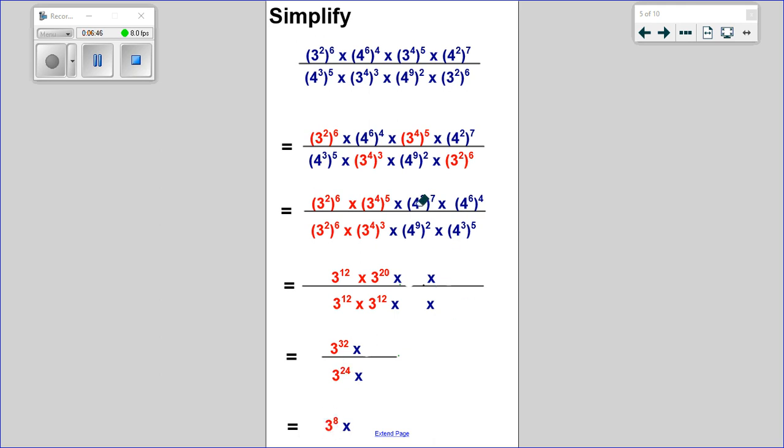Now let's do the same with the blue. 4 to the 2 to the 7th is 4 to the 14th times 4 to the 24 times 4 to the 18 times 4 to the 15. 14 plus 24 is 4 to the 38. 18 plus 15 is 4 to the 33. So this is going to reduce to 4 to the 5th. When we divide like bases, we subtract our exponents. So this looked to be a really complicated question, but it did simplify to a nice question. So please review this. This could end up being a test question.